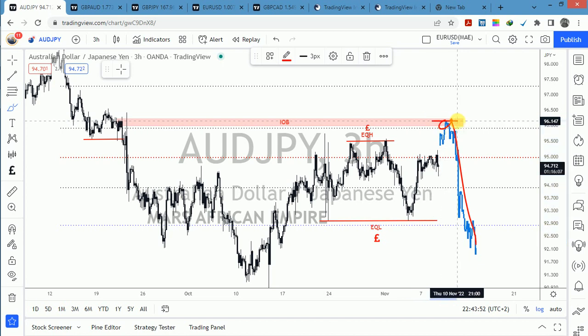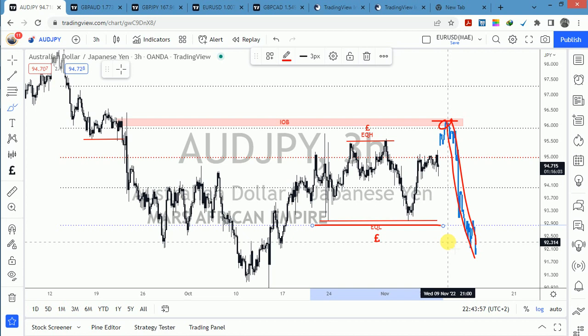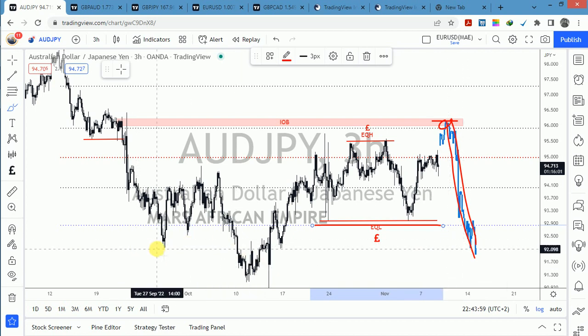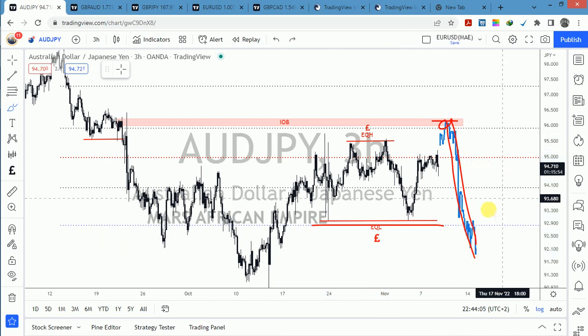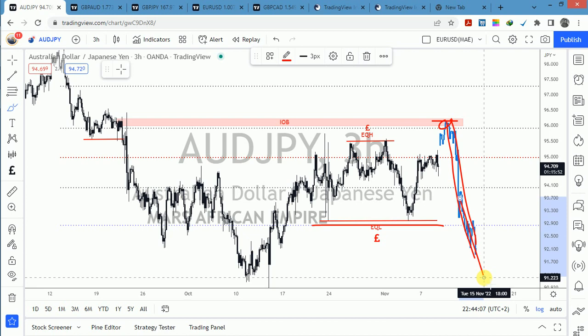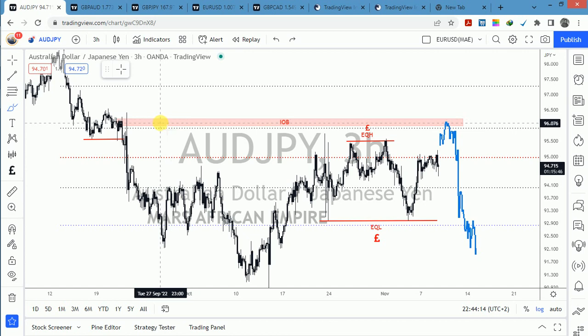Once we manage to drop from this order block and break these equal lows, then that's when we can analyze this pair and anticipate either a bullish movement or a continuation movement. So that is AUDJPY. That means we are going to sell AUDJPY around 96.